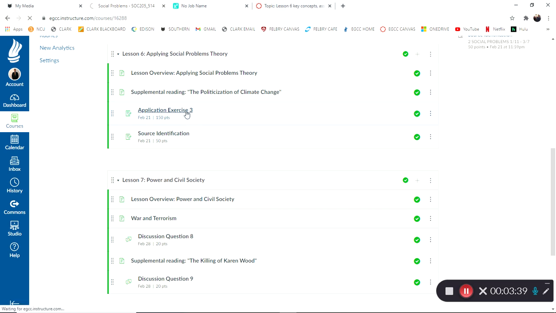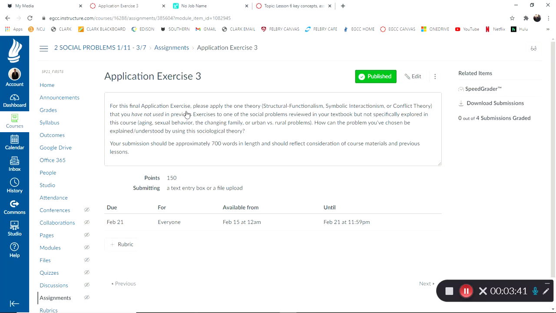Then you are also going to do application exercise 3. And again, for this, you're just going to choose one of the sociological theories that you haven't used yet. Functionalism: all institutions contribute to the whole. Symbolic interactionism: we created society through symbolic interaction, using language and symbols to communicate and work together to build society. Or conflict theory: the way society works is that groups compete with groups for precious resources.